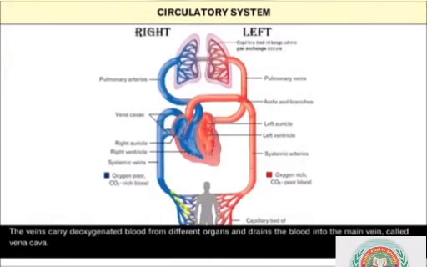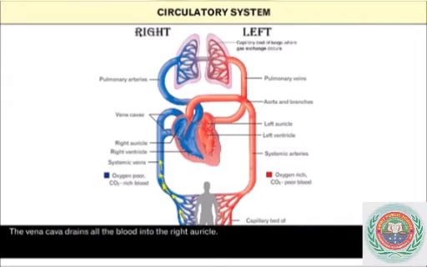The veins carry deoxygenated blood from different organs and drain the blood into the main vein called vena cava. The vena cava drains all the blood into the right auricle. The right auricle contracts and pushes this blood into the right ventricle. The right ventricle pumps this deoxygenated blood into the pulmonary artery.